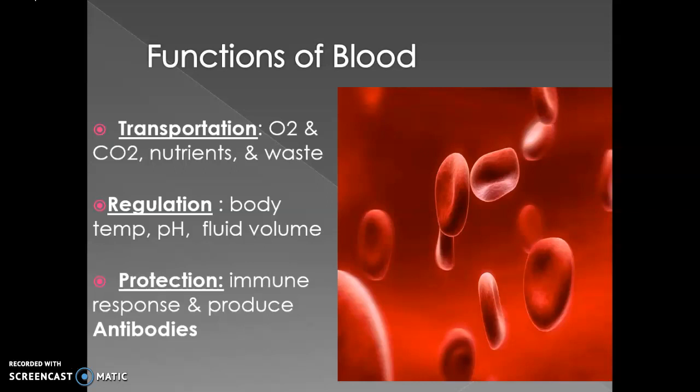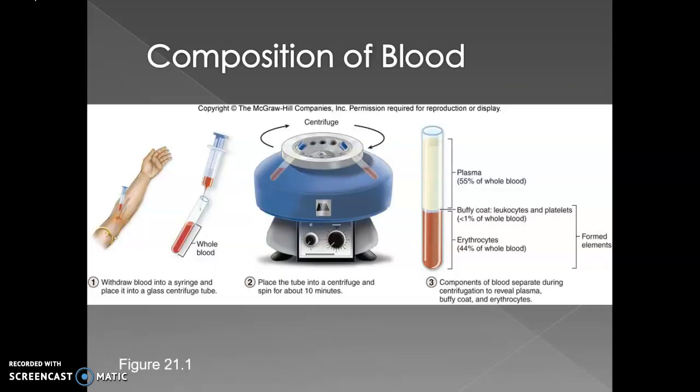There are white blood cells that help in immune response. There are different types of white blood cells that we will talk about, and the white blood cells produce antibodies against foreign antigens, not our own antigens, but against foreign antigens.